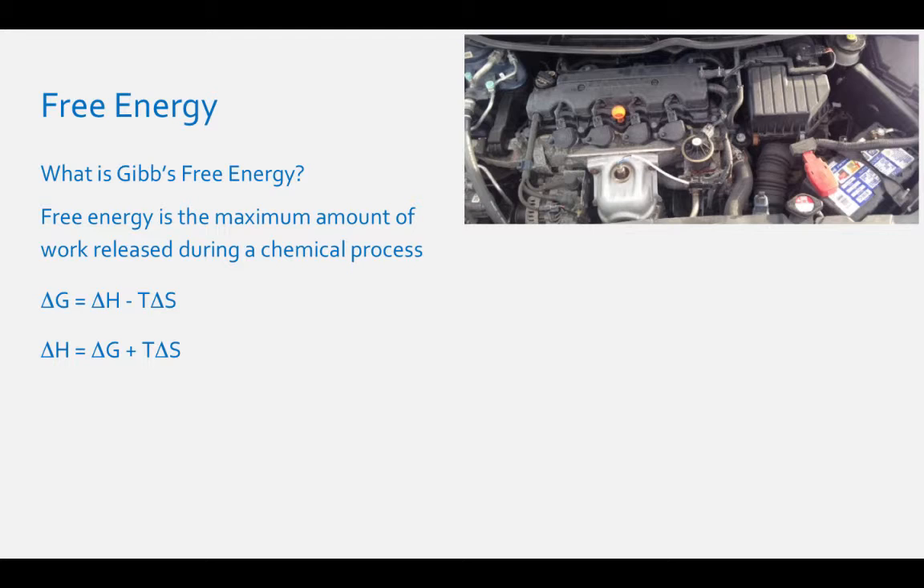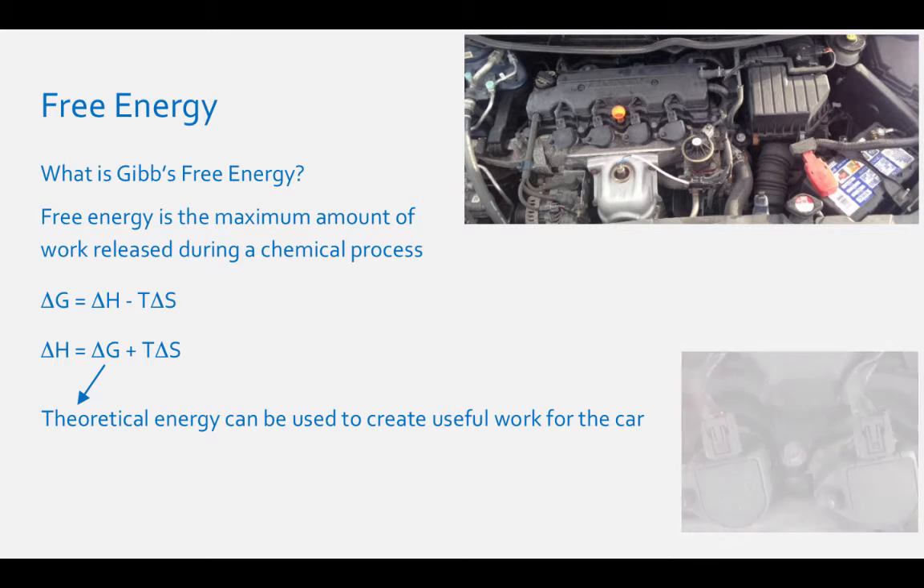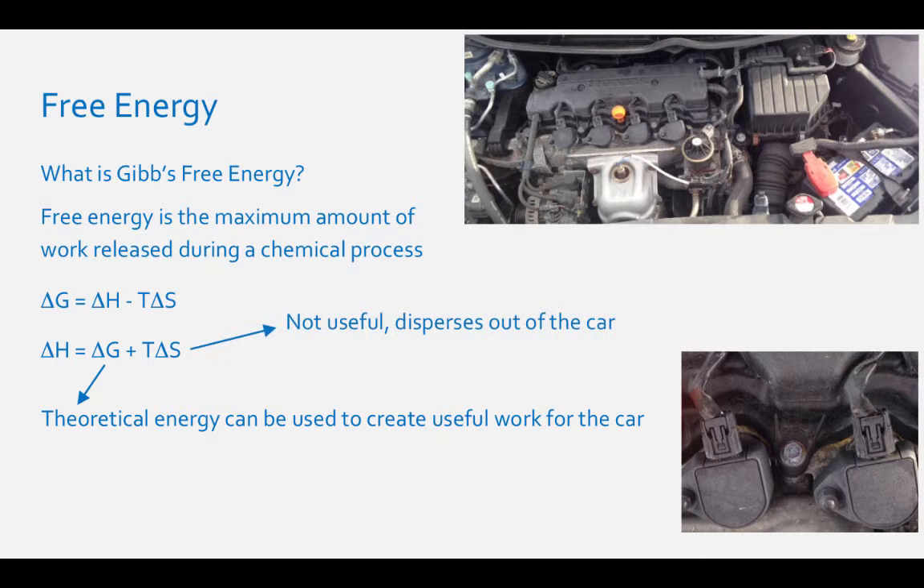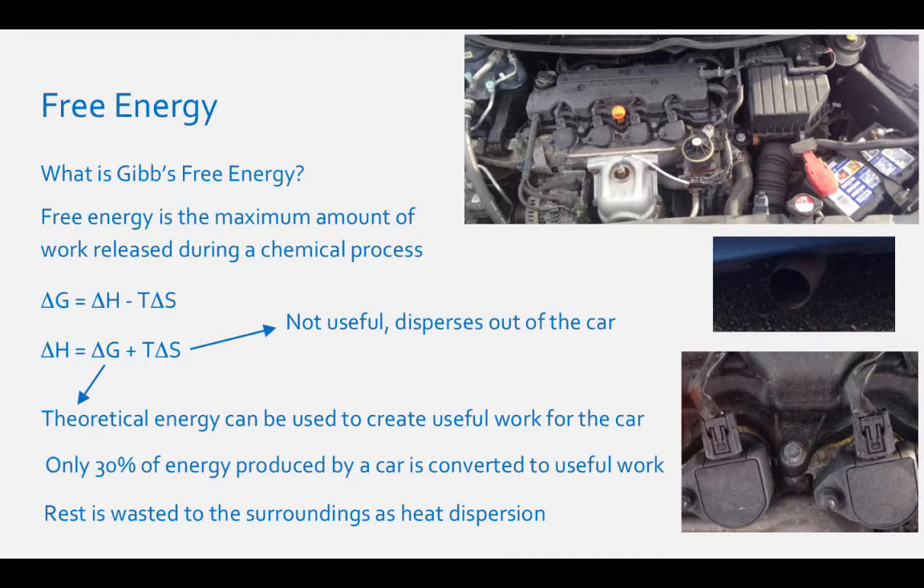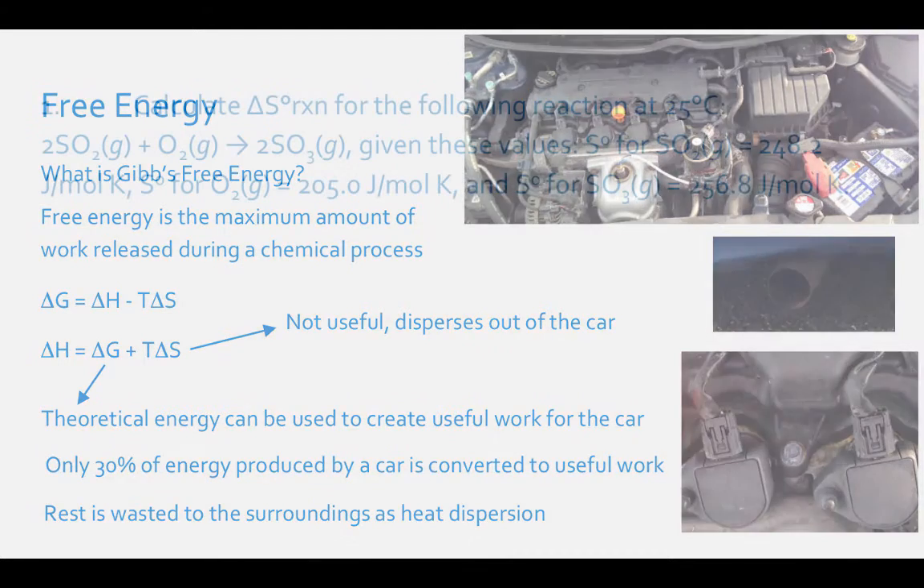This means there are two parts to the total amount of energy that comes from making and breaking chemical bonds in the combustion equation. One part, delta G, is the amount of theoretical energy that can be converted into useful work, such as generating electricity for the car's electrical system. The other part is the T delta S energy that is not usable. This is the portion of the energy that disperses out the car's exhaust system as hot gases. In fact, only about 30% of the energy produced during combustion of a gasoline-powered car is useful work. The rest of the total energy is wasted. Now we will work on some problems using the concepts discussed in this video.